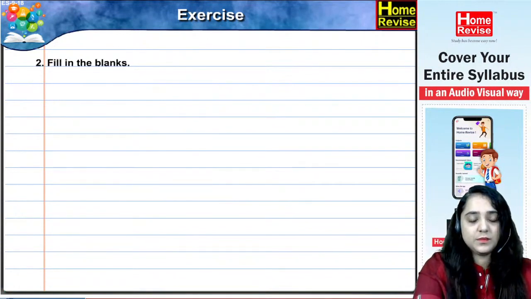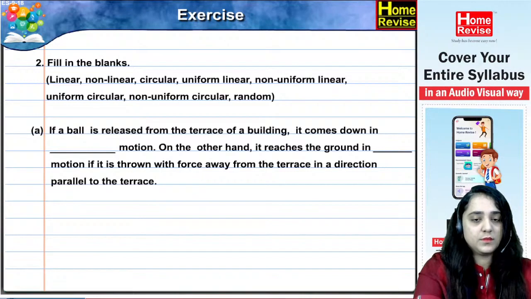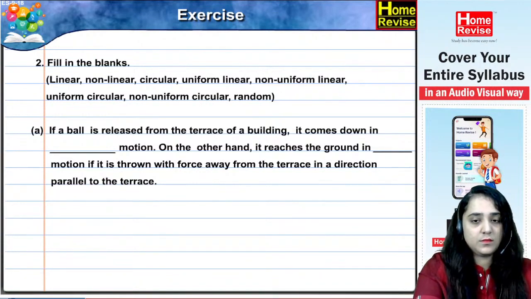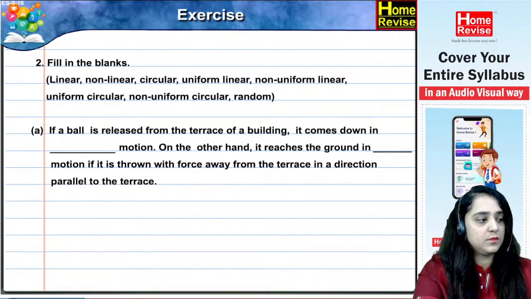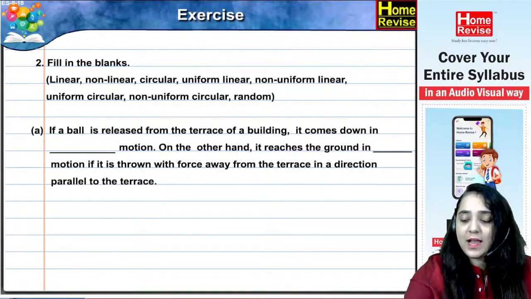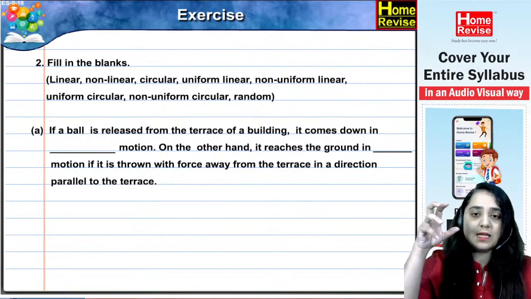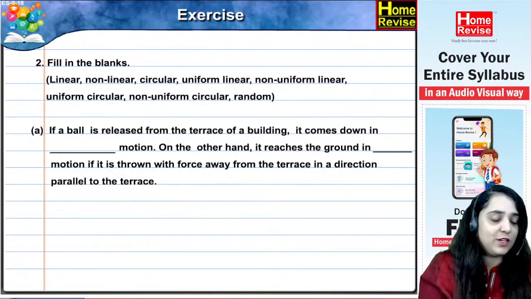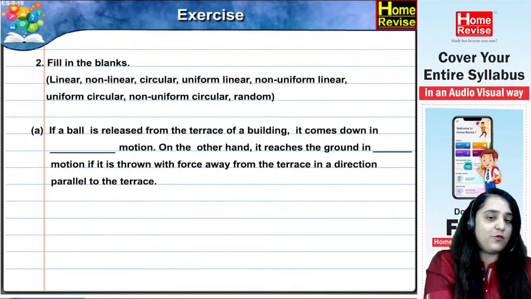Question number 2. Fill in the blanks. A. If a ball is released from a terrace of a building, it comes down in dash motion. On the other hand, it reaches the ground in dash motion if it is thrown with force away from the terrace in a direction parallel to the terrace. I want the answers from your side. If I am throwing the ball, it comes down in which motion? Very good, Deepa.